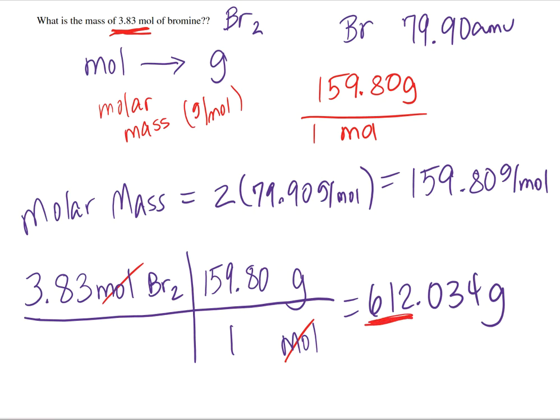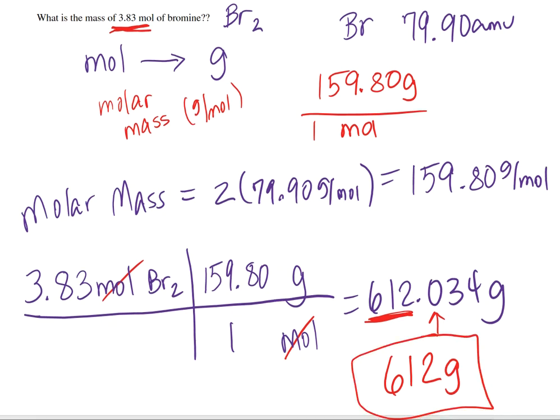So 612. But then we have to look at that next number, which is 0, to determine whether or not that 2 remains the same or rounds up. Because the next number is 0, that 2 will remain the same. So I would show it as 612 grams. You can show it with or without the decimal because it's still going to represent 3 significant figures. So that's how you convert between the mole and the gram.